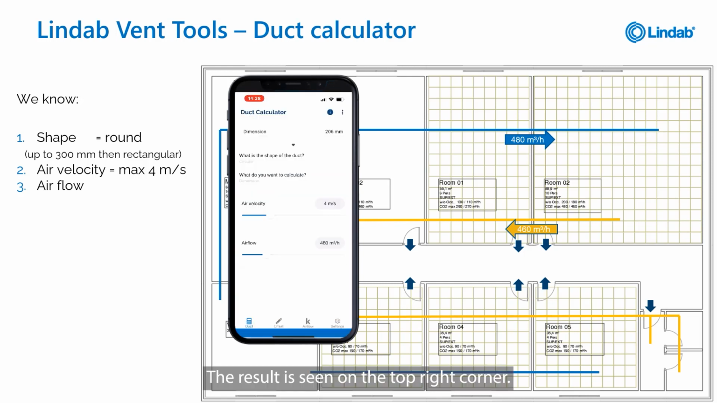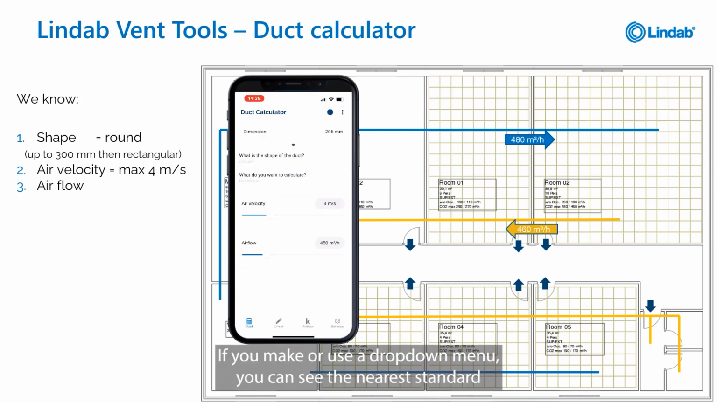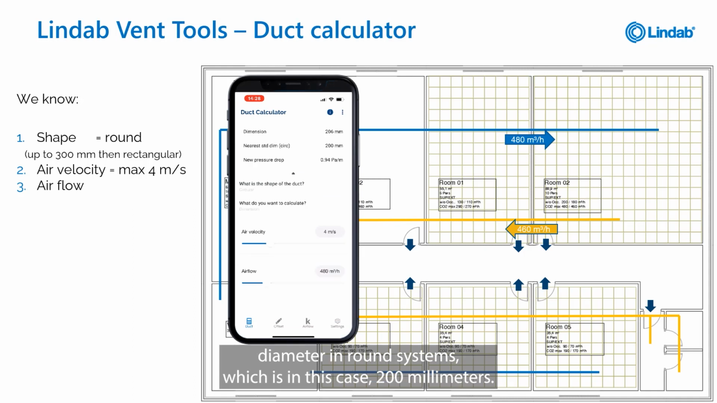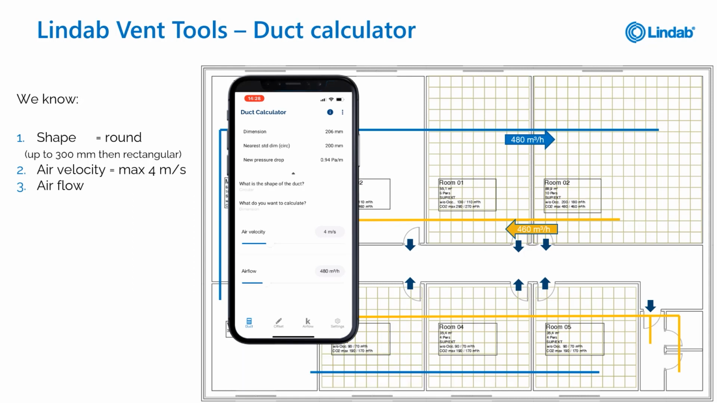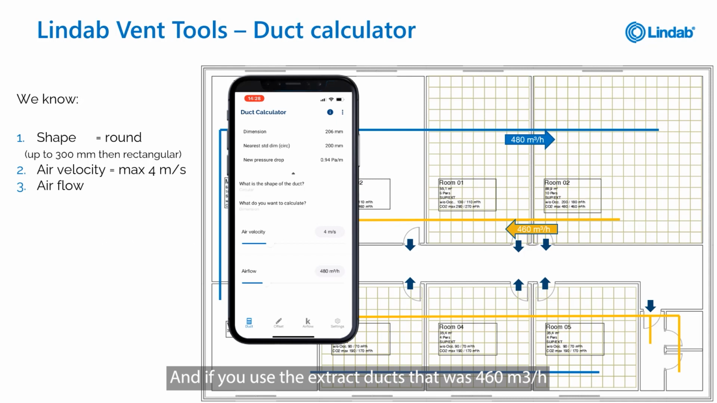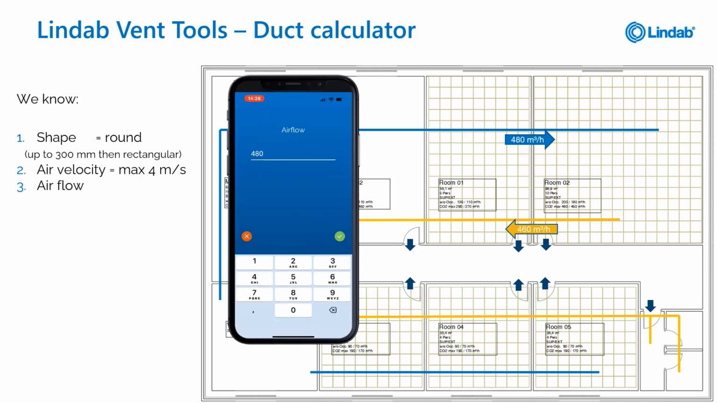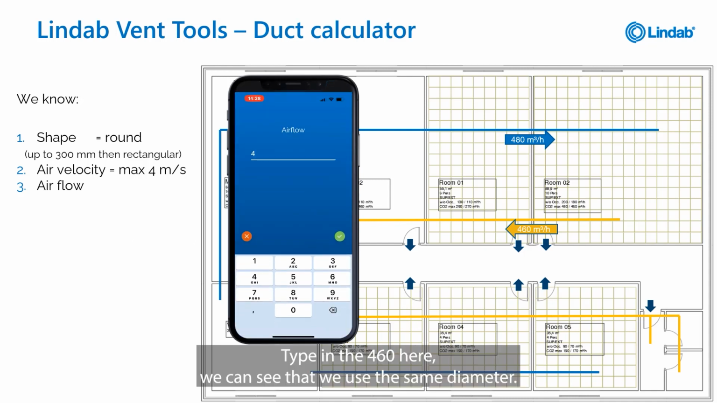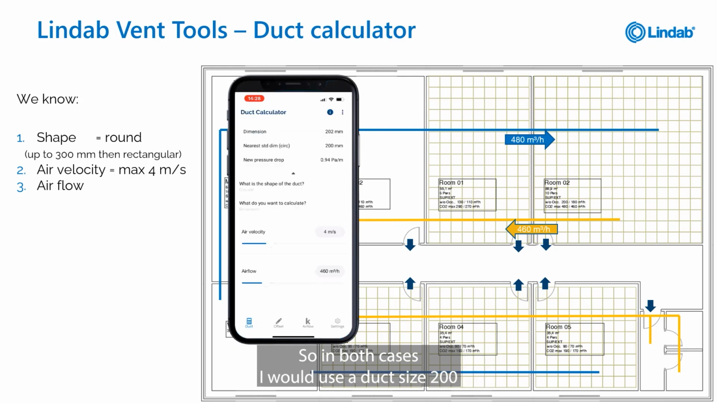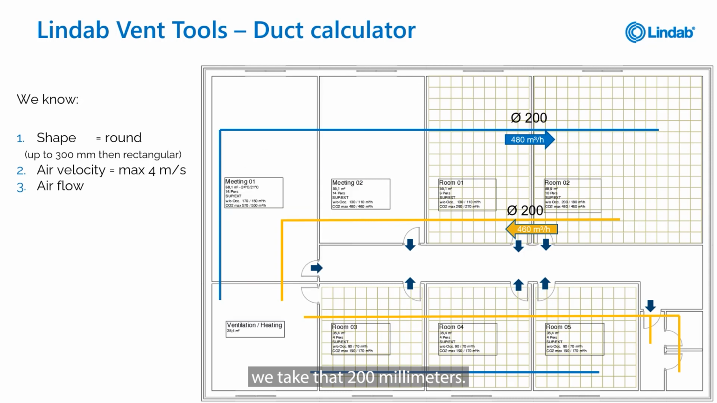The result is seen on the top right corner. If you use the drop-down menu, you can see the nearest standard diameter in round systems, which is in this case 200 millimeters. And if you use the extract duct with 460, type in the 460 here, we can see that we get the same diameter. So in both cases, I would use a duct size of 200. Okay, we take the 200 millimeters.